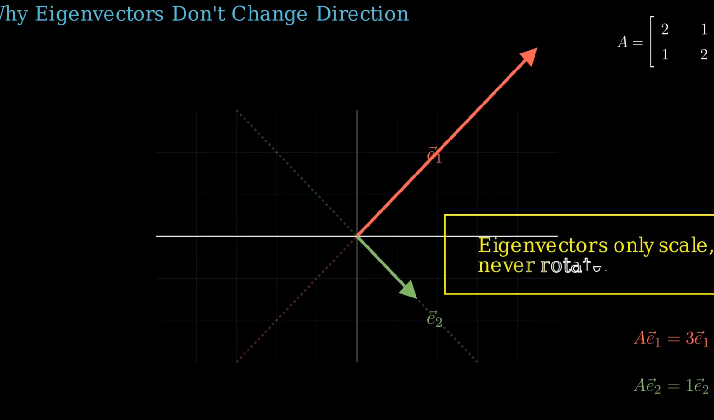Here is the key takeaway. Eigenvectors are indifferent to the transformation in the sense that their direction remains unchanged. The transformation only affects their magnitude, scaling them by the eigenvalue. This is what makes eigenvectors so special and useful in linear algebra. Why does this matter? Because eigenvectors reveal the fundamental axes along which a transformation acts purely as a scaling operation. They show us the invariant directions of the transformation.